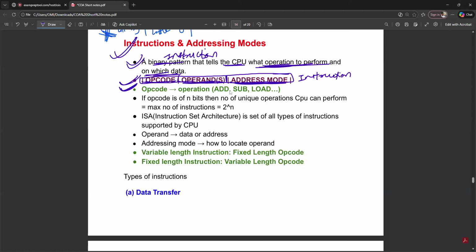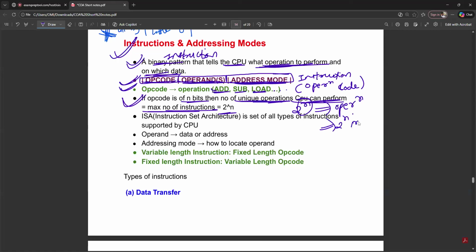So what is the opcode? Opcode is the operation code. So opcode means operation. What are the different operations? Add, subtraction, load, and different ones. Okay. So if opcode is n bits, then the number of unique operations the CPU can perform is equal to the maximum number of instructions, 2 power n. 2 power n operations means 2 power n instructions, right? Because each different operation consists of one instruction.